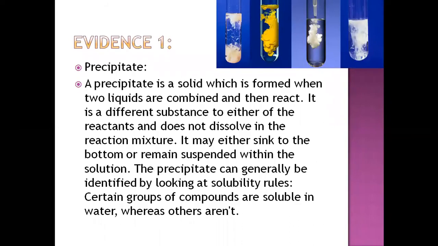Now we're going to talk about evidence of chemical reaction. Evidence 1. Precipitate. A precipitate is a solid which is formed when two liquids are combined and then react. It's a different substance to either of the reactants and does not dissolve in the reaction mixture. It may either sink to the bottom or remain suspended within the solution. The precipitate can generally be identified by looking at solubility rules.